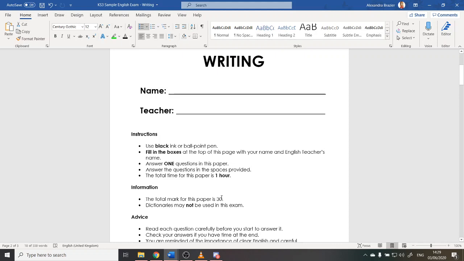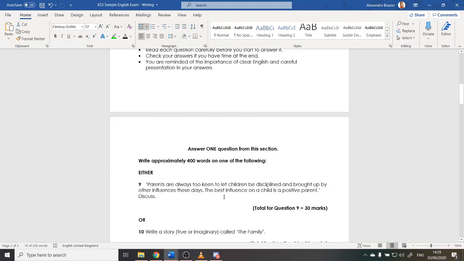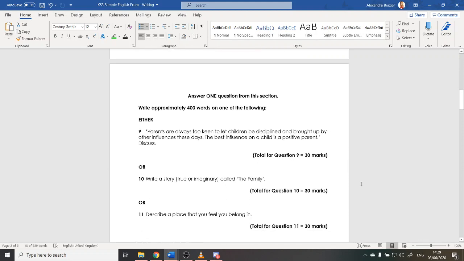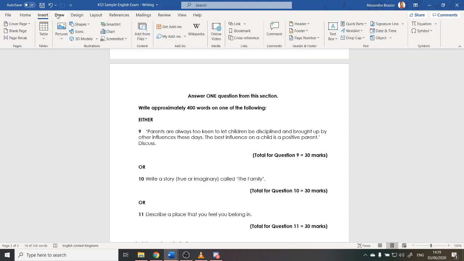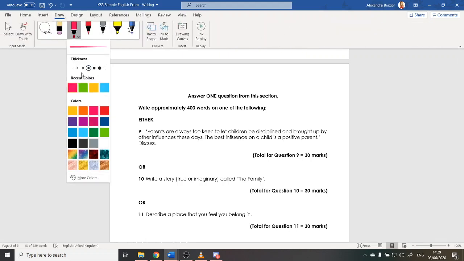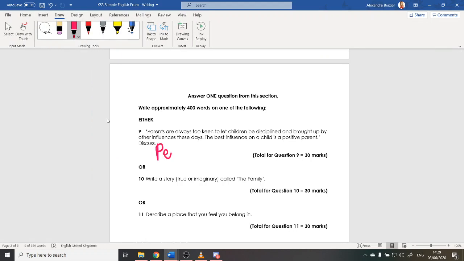Same as the reading, it's 1 hour, and same as the reading, it's 30 marks. But this one's different because whereas in the reading paper we want you to answer all of the questions and you don't choose which ones to do and which ones to leave, you will get a choice here. So you will have a choice of these 3 different types of question. So question 9 will always be what we call a persuasive writing question.